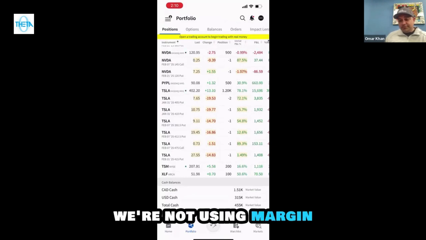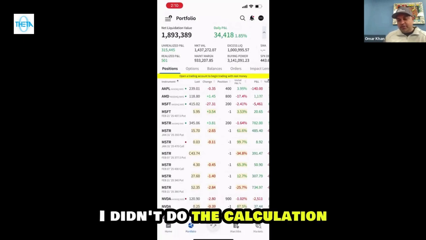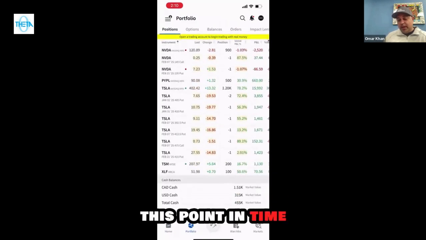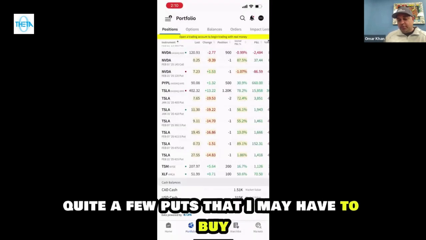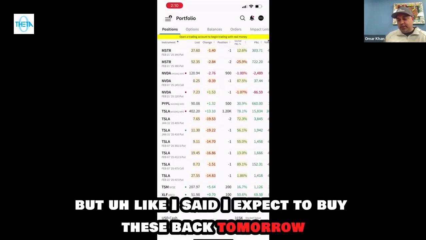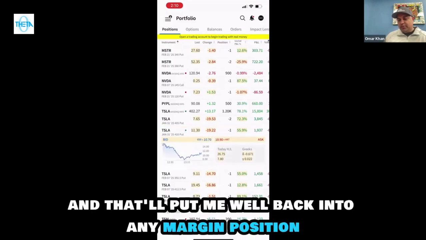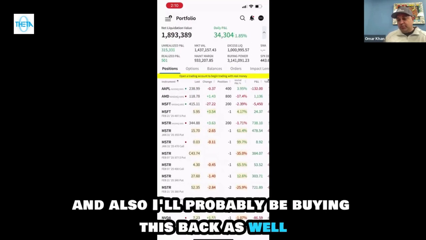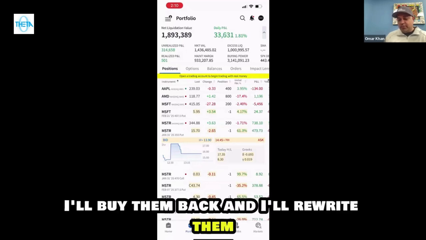We're not using margin, although we're probably getting pretty close. I didn't do the calculation because I know I'm not using margin, but I'm probably really, really close at this point in time. I only have $315,000 of money, and I've got quite a few puts that I may have to buy. So I might actually be a little bit into margin. But like I said, I expect to buy these back tomorrow, okay? That's 3, and that'll put me well back out of any margin position that I might be over. And also, I'll probably be buying this back as well because I don't really want to take possession. I'll buy them back and I'll rewrite them.